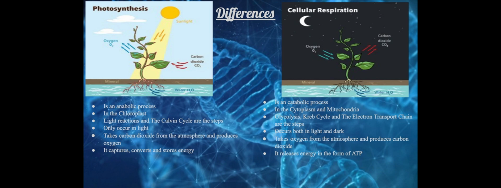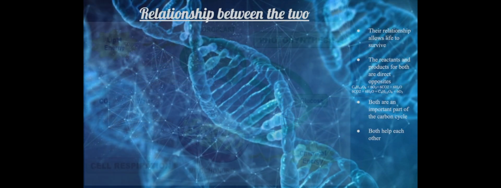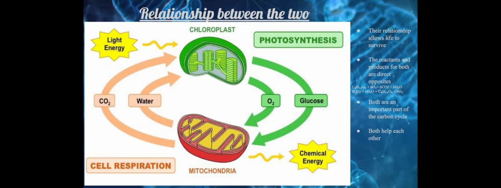Now, despite that they might have differences with each other, they actually have a relationship with each other. Now, the relationship with each other is that they allow life to survive. The reactants and products from both are direct opposites. With cellular respiration, it takes glucose and oxygen and turns it into carbon dioxide and water. Now with photosynthesis, it uses carbon dioxide and water and turns it into glucose and oxygen.